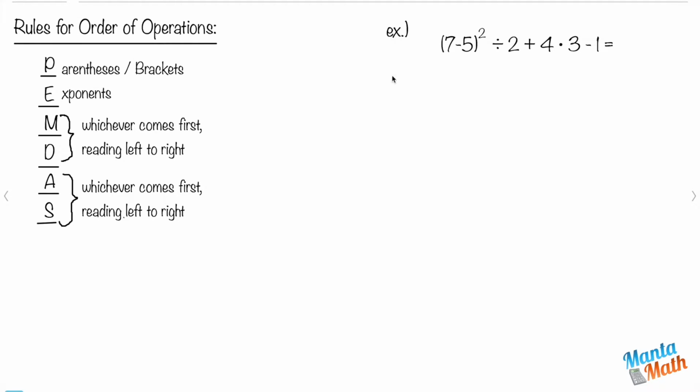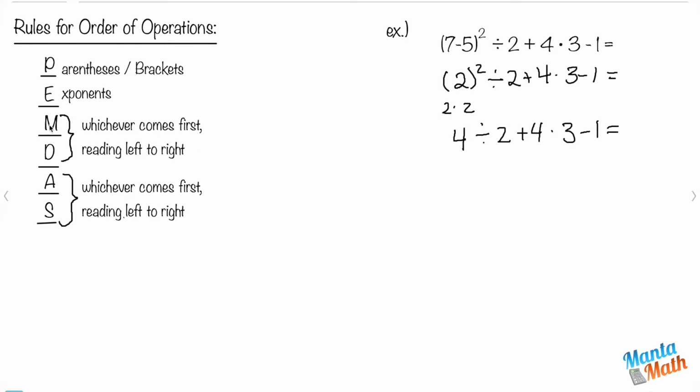Alright, so we want to do the parentheses first. We have one set of parentheses, 7 minus 5. We can simplify that to 2. Let's rewrite the equation for the sake of it. Okay, and then next is your exponents. We have one set of exponents right here. 2 squared is the same as 2 times 2, which equals 4. Okay, rewrite the equation again.